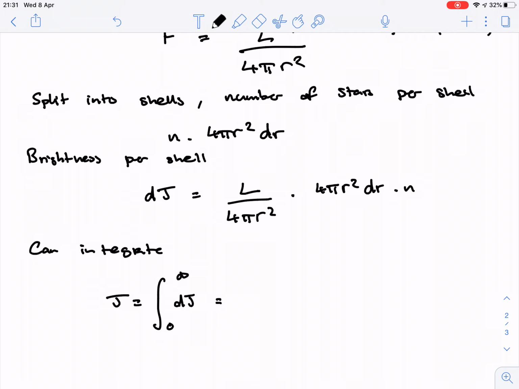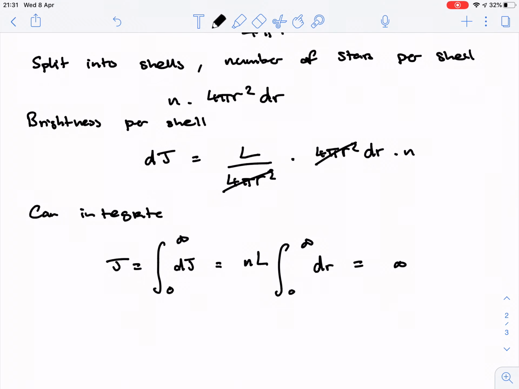And that's relatively simple, because of course most of these things cancel. So again, this cancels, and what I end up with is the integral of nL, they're just constants, the integral between 0 and infinity of dr. And that becomes, surprise, surprise, infinity. So in other words, if I have an infinite, uniformly filled universe, the sky should be blindingly bright.